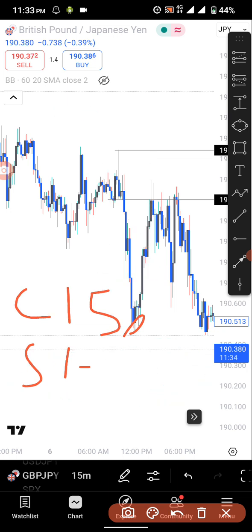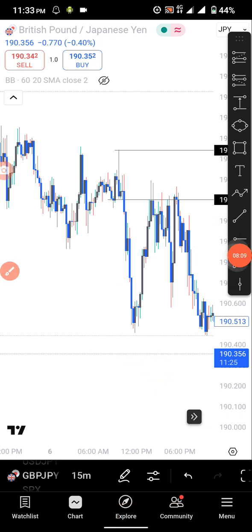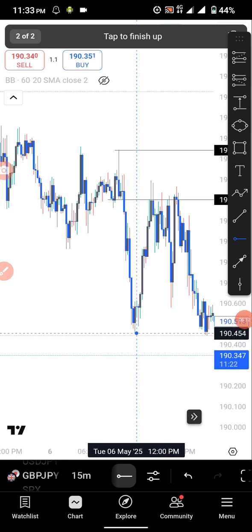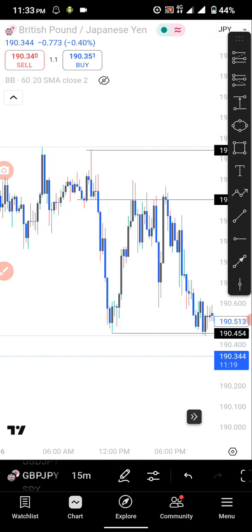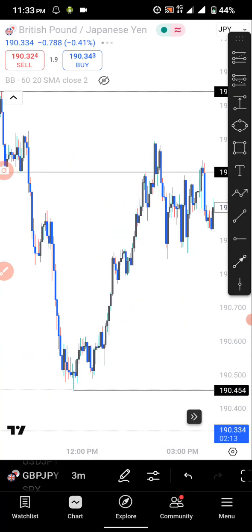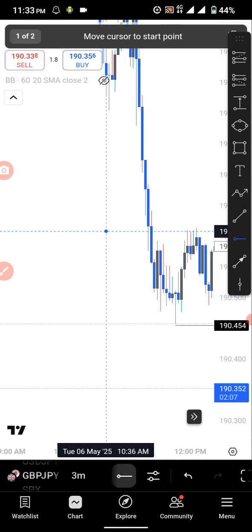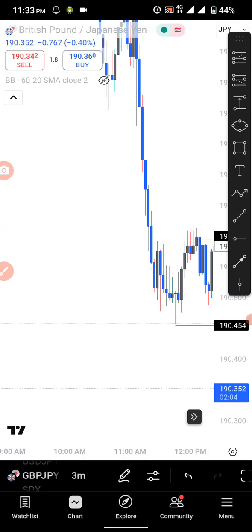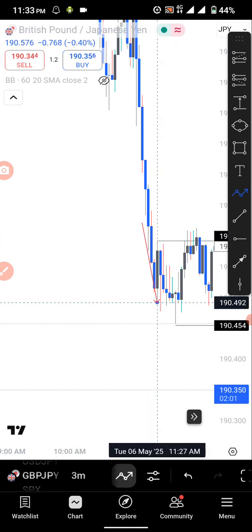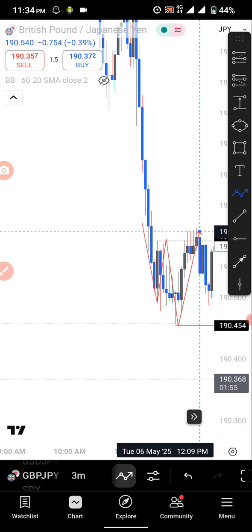Let us see what it did. We shall mark the low, and shift to M3 and see if we got that shift. Yes, we got the shift, which is that one. This is M15, which is shifting here. Okay, this is M15, which is shifting there.